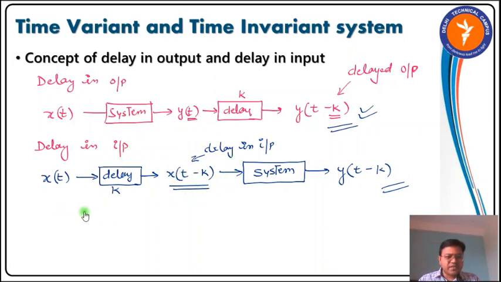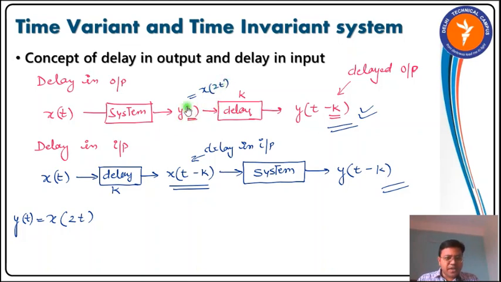Let us discuss this with an example. Say I have a signal x of 2t. So let us find out the delay in output first by a factor k. I have the system where y of t is equal to x of 2t. So if I am feeding the signal x of t, I am getting y of t, and this y of t is equal to x of 2t.